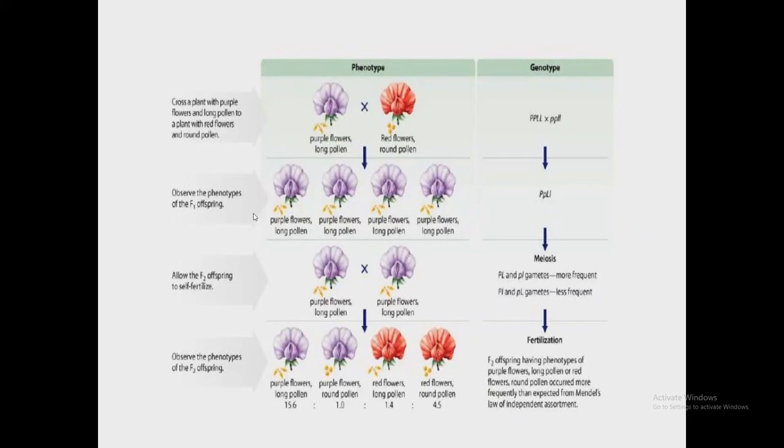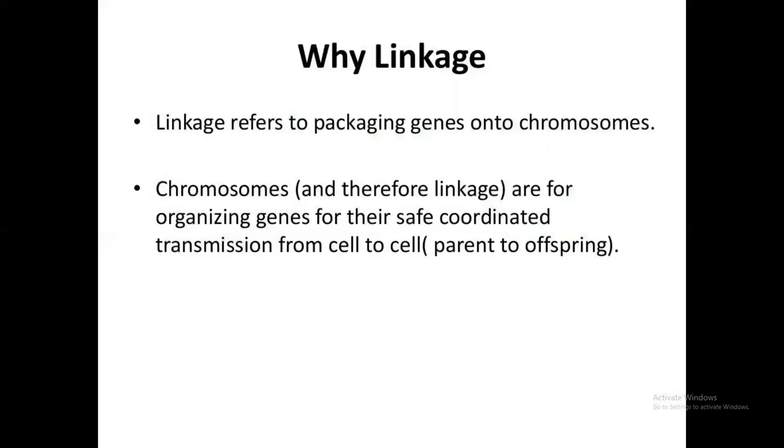In F1, all the offspring show the same phenotype. In the F2 generation, we should get a 9:3:3:1 ratio, but the results of the F2 offspring do not follow that pattern. So what is the reason? The reason is that the genes are linked, or the genes are showing linkage.